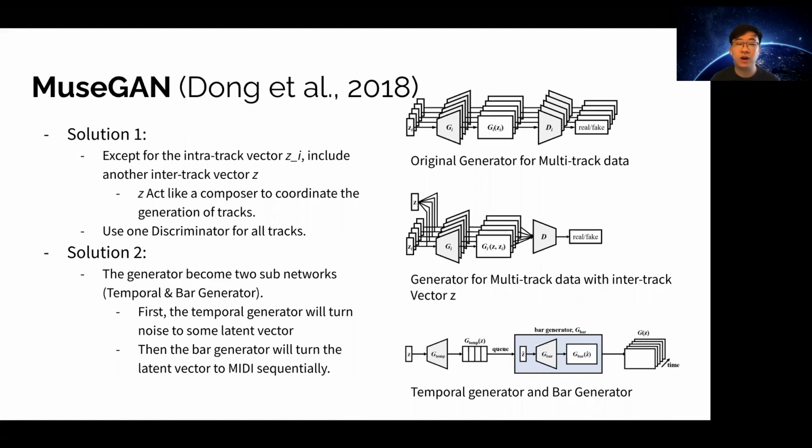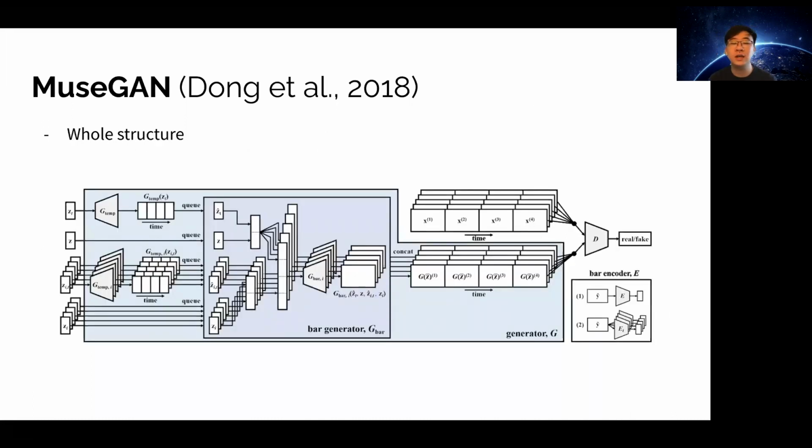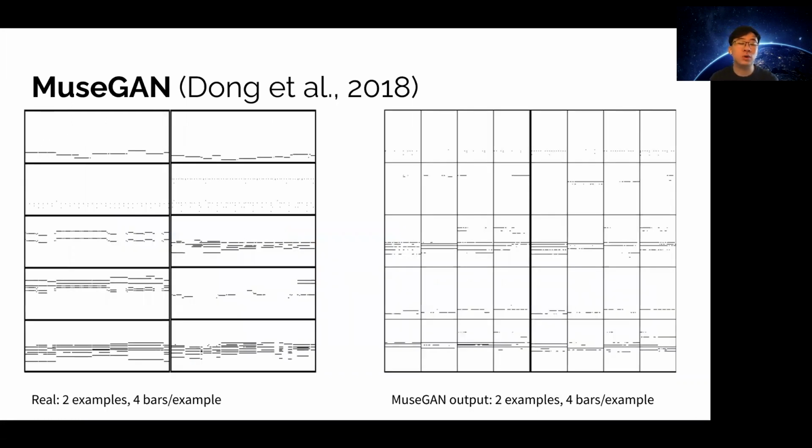And the second solution is to divide the generator into two parts. One is called the temporal structure generator and the other is a bar generator. The temporal generator maps a noise vector to a sequence of latent vectors, which are expected to carry some temporal information. And then this temporal information is used by the bar generator to generate MIDI sequentially. And here is the final model structure. You can see it contains a generator for each instrument and a composer-like extra module to coordinate the different tracks, and the generators for bars work sequentially. And here is the output from the trained model compared to the original training data. You can see they are similar at some points.